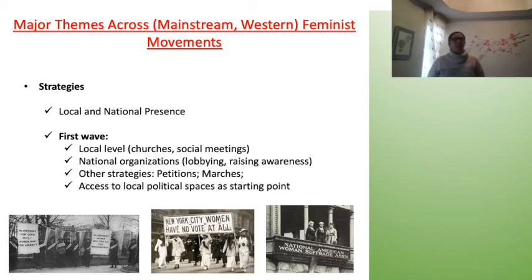And an interesting strategy that was used is that the local level was often where change started. So most laws that extended the vote to some women started at the local level, often at the school board level. So women would advocate for the right to vote in school elections, often framed in a way that this was justified because they were mothers, so they knew about what would be best for their children and the school environment, so they advocated to vote in local school elections.